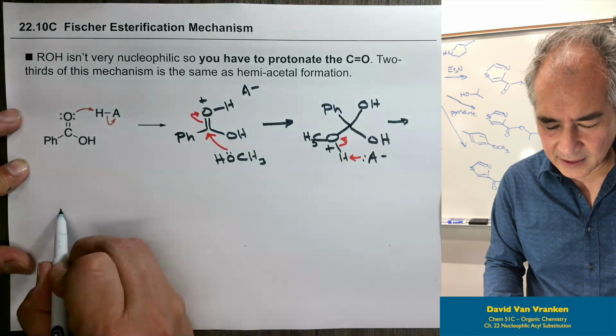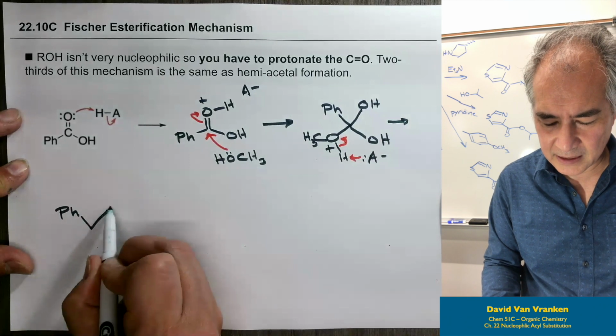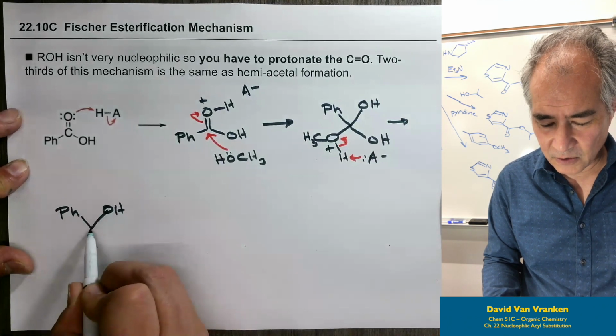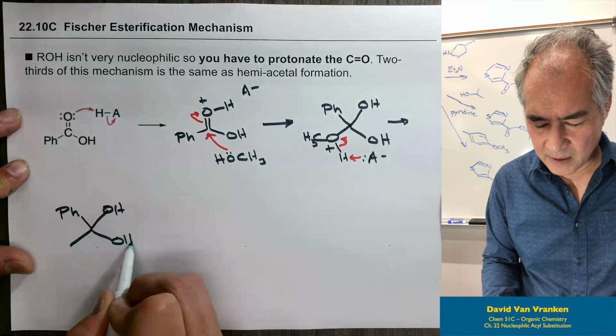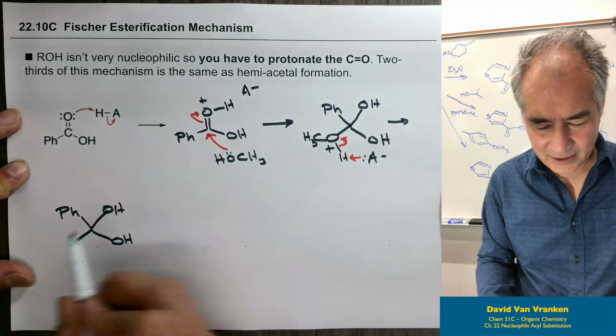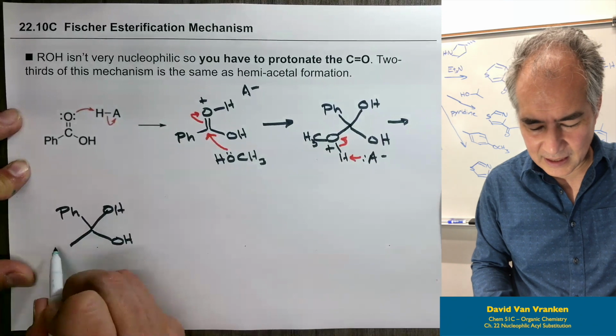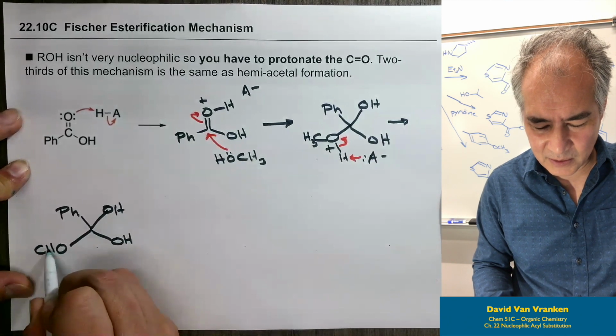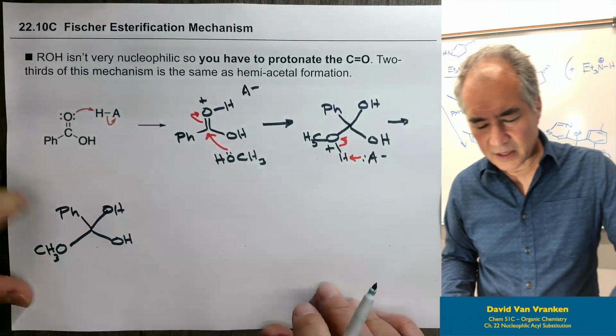And that's going to lead us to this neutral tetrahedral intermediate. That used to be the carbonyl group. This other OH down below looks a lot like the protonated carbonyl. We can't distinguish these anymore. And now I've got my methoxy group. This was the nucleophile, CH3O.